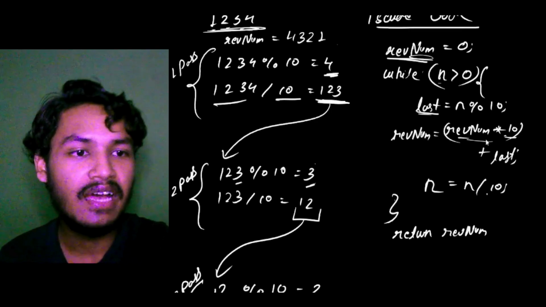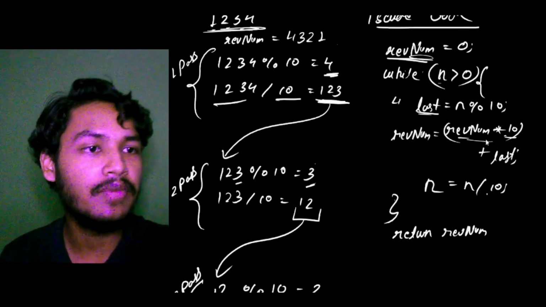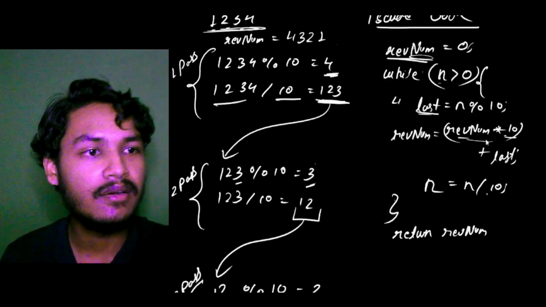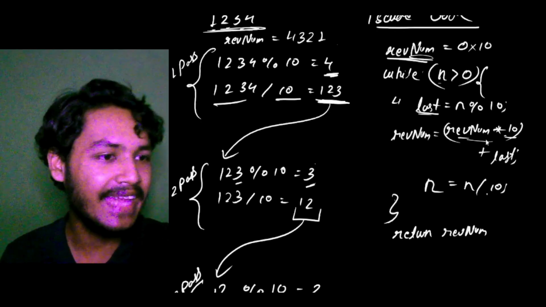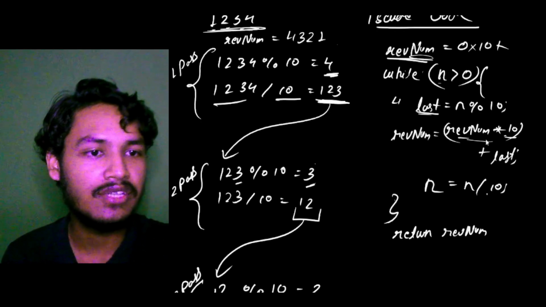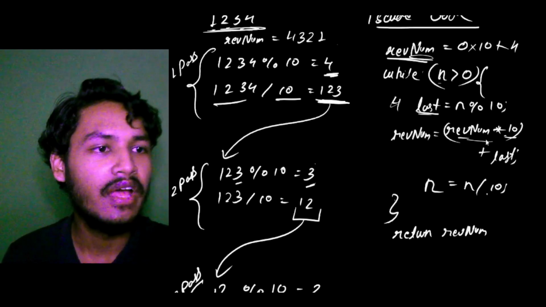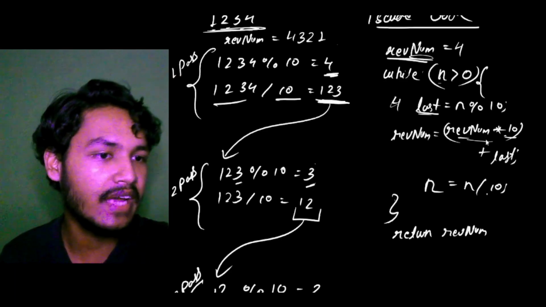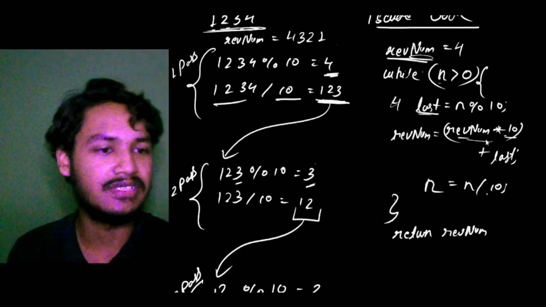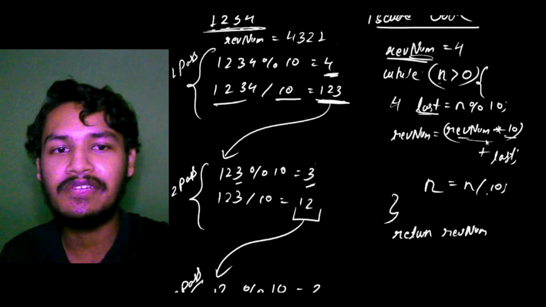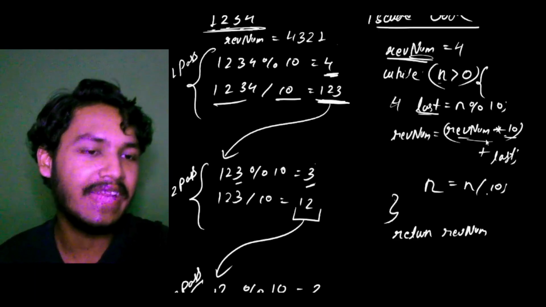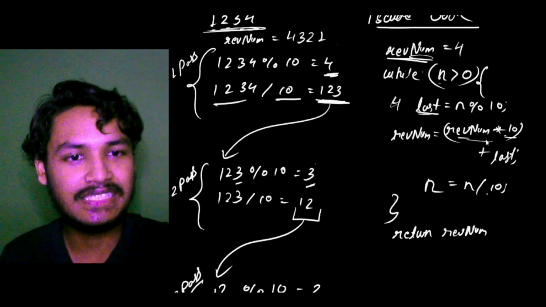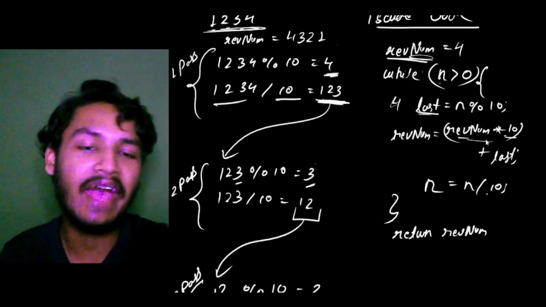So what is the last digit? The last digit is 4, and in reverse number we have 0. We multiply 0 with 10, and then we add the last digit, which is currently 4, so this complete value will become 4. We again assign the calculated value to reverse number, so we will have 4 in reverse number, and then we divide the number by 10. After dividing by 10, we get 1, 2, 3. The first iteration is completed, so now we pass this result as input in our next pass.